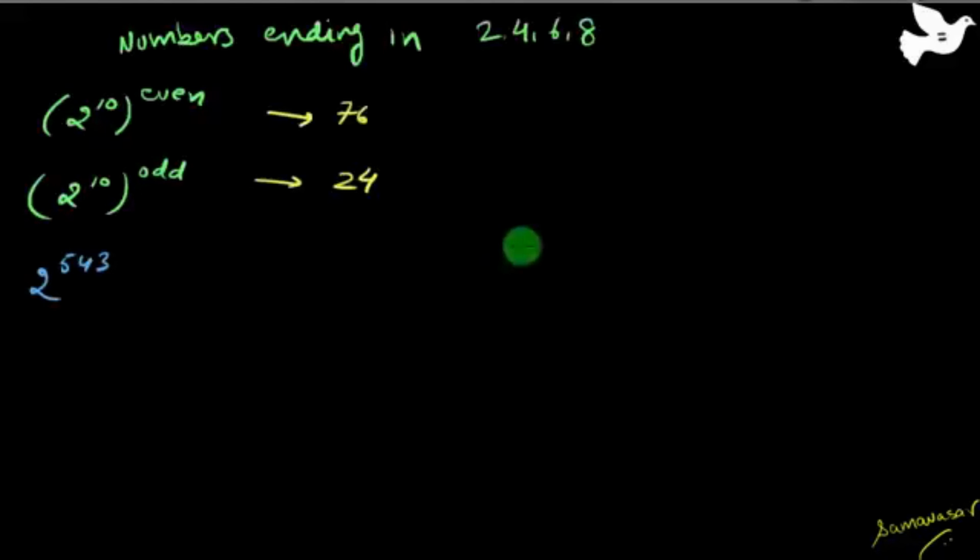Okay, now we are edging towards the end of this concept. Now if we have numbers which end in 2, 4, 6 and 8 and we are trying to find the last two digits of an exponent, then how do we do it? Firstly, you have to remember something very simple. 2 raised to the power 10 raised to the power of an even number will always end in 76, and 2 raised to the power 10 raised to the power of any odd number will end in 24. So first you understand this concept, because this will be used in many questions.